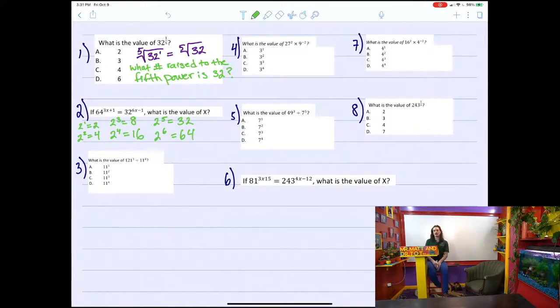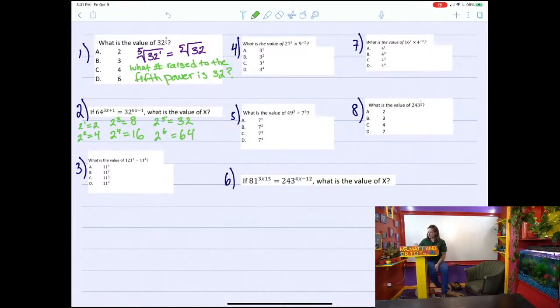Then you're going to have a power of a power. Just make sure that you distribute those exponents to the values in the parentheses, the 3x plus 1 and the 6x minus 1. Okay, so rewrite your bases in terms of a common base, multiply to get rid of the power of a power, then drop the bases to equate the exponents and solve for x.